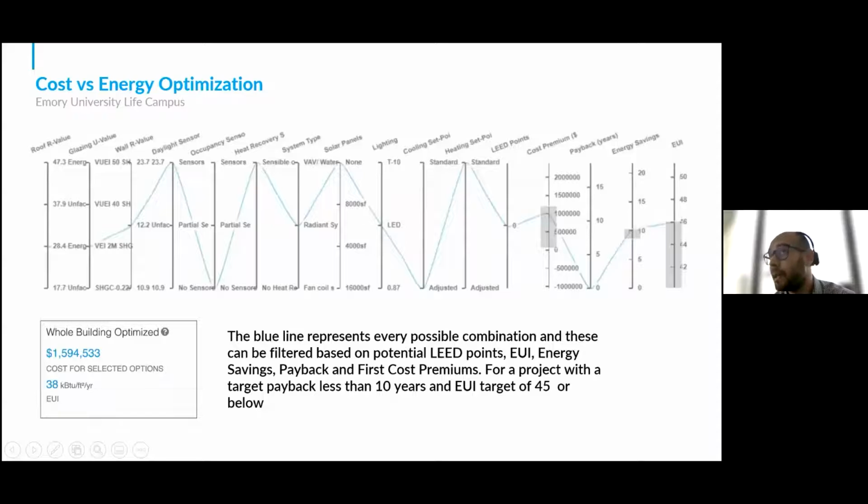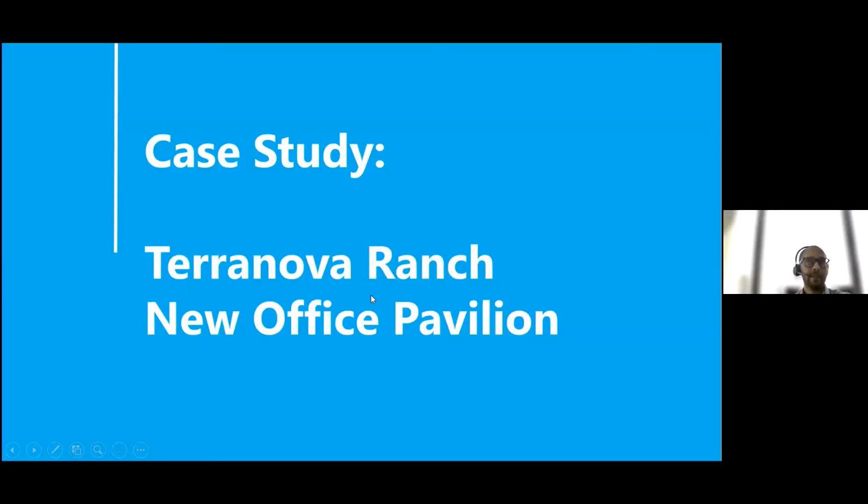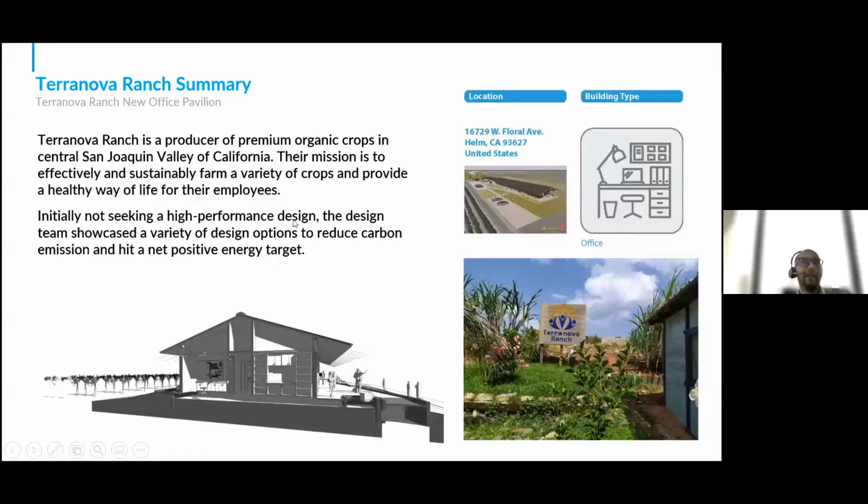Energy savings would be around 10%. And the EUI is at 46. So that's the first case study that we talked about. The second case study is the Terranova Ranch new office pavilion. This was actually a project in California.